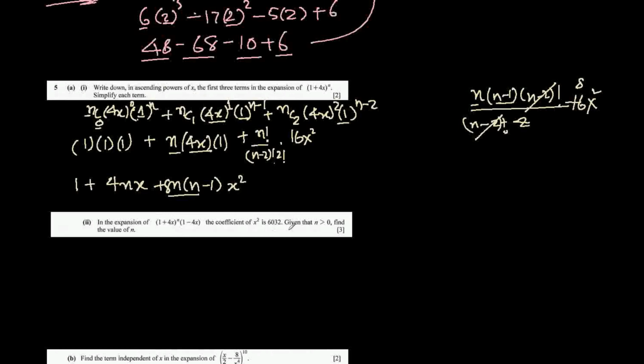Okay. Next one. In the expansion of this, the same binomial they have given is multiplied by 1 minus 4x. The coefficient of x squared is this. Find the value of n. Okay, so let's do that.